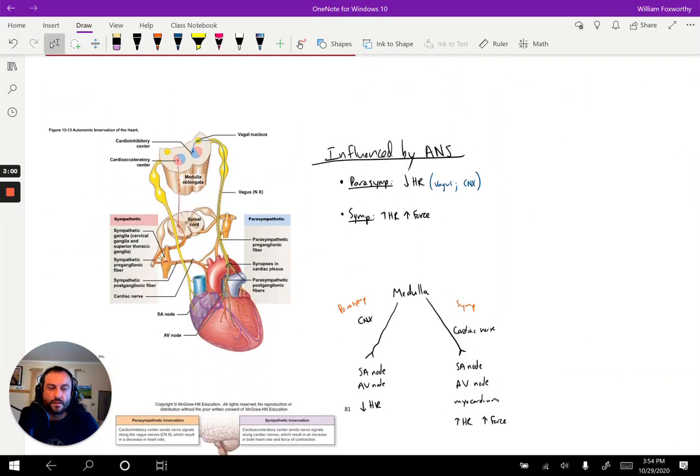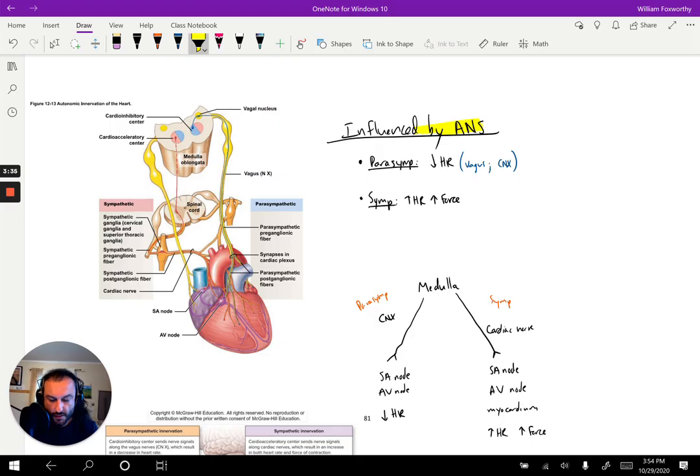The rate of contraction is set by the sinoatrial node. It does not need to be started by your brain or any other nervous system structure. Just the cells in the sinoatrial node themselves are sufficient to set the heartbeat. However, you do have an influence by your nervous system over your heart rate, and also the contraction force of your heart. And that influence is provided by the autonomic nervous system.